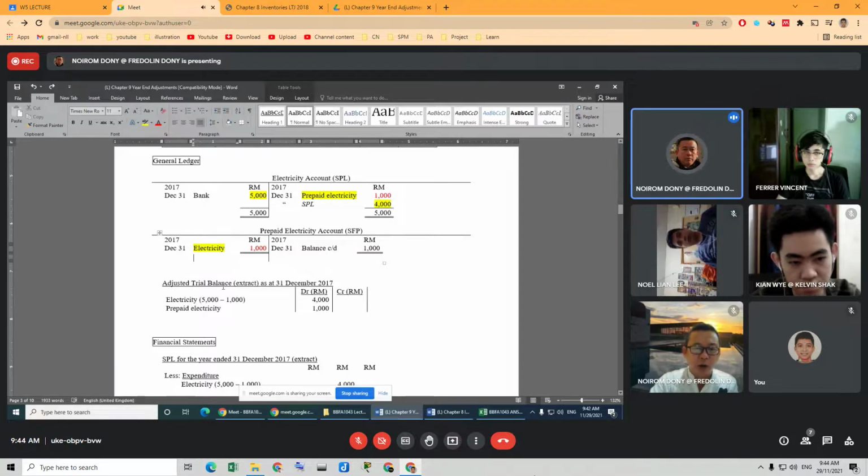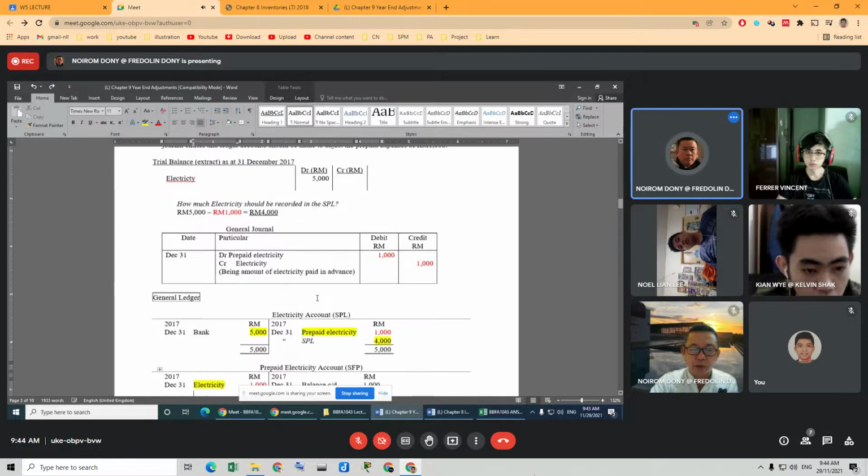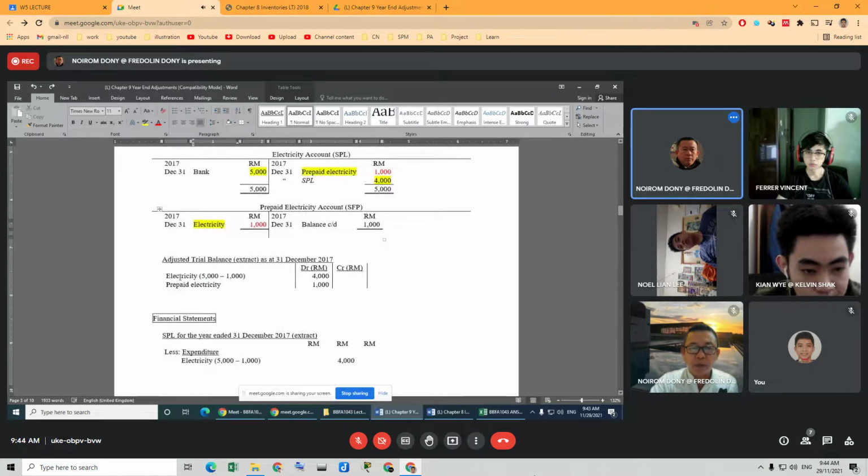But in case you are asked to do, so just remember initially you only have one item here, electricity. But then after you have done the prime entry, so electricity decreases at 5,000, you minus 1,000, so become 4,000, and we have new item, prepared electricity 1,000. So that's why you have here prepared electricity 5,000 minus 1,000 become 4,000, and follow the prime entry just now, prepared electricity 1,000.